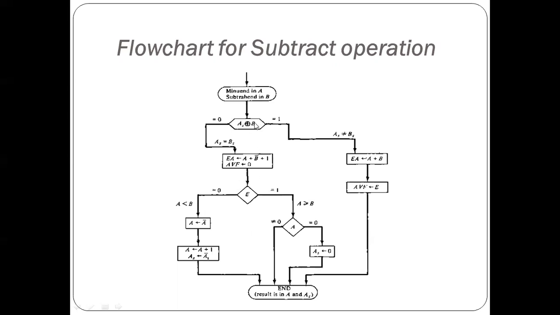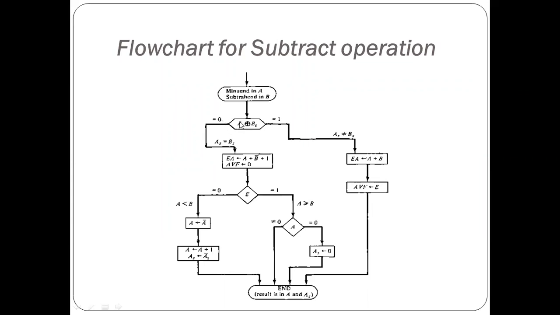If both the signs are different, I have to go by addition. If both the signs are opposite, then you have to perform addition operation and extra carry will be in E. The sign of the result is same as sign of A. Sorry, sign of A. Here the sign of result is nothing but sign of AS.